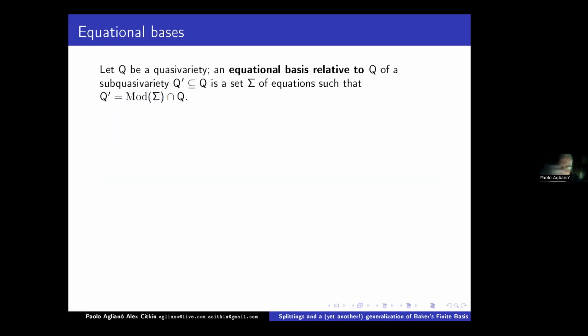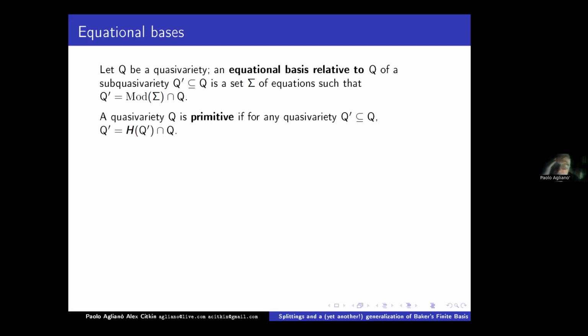Now, let's take a quasi-variety. We say that a sub-quasi-variety has an equational basis relative to Q if there is a set of equations such that this is true. So we want to look at quasi-varieties that are relative subvarieties, right? That's what they are.